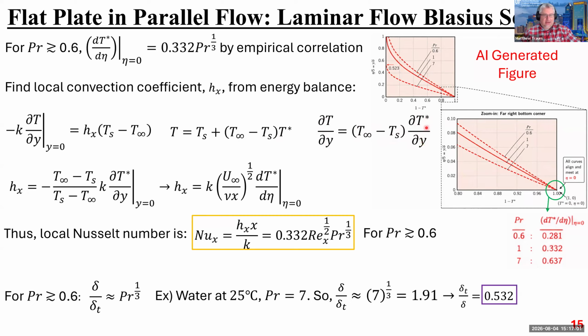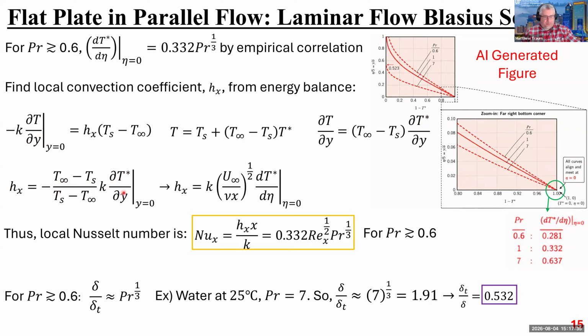I can then take this value for dT star dy and plug it into my original expression, which is what I'm doing right here. I'm going to take h and isolate it by itself. I'm going to substitute this in for the derivative, and I get this ratio of T infinity minus TS divided by TS minus T infinity. This k and this k are the same, right? So I'm just rewriting my energy balance in terms of my non-dimensionalized temperature.